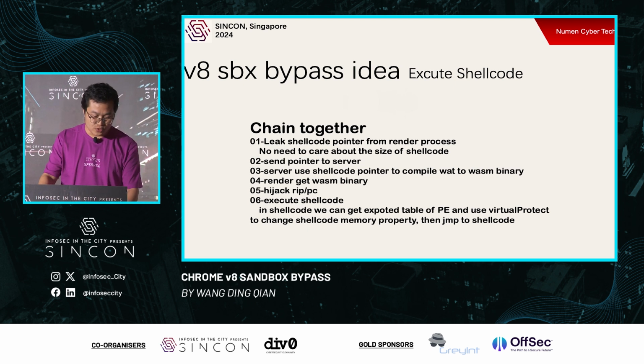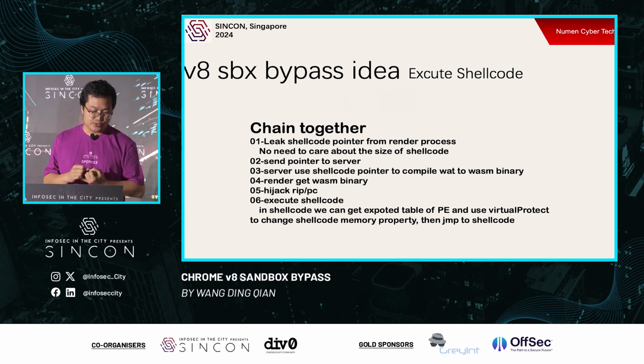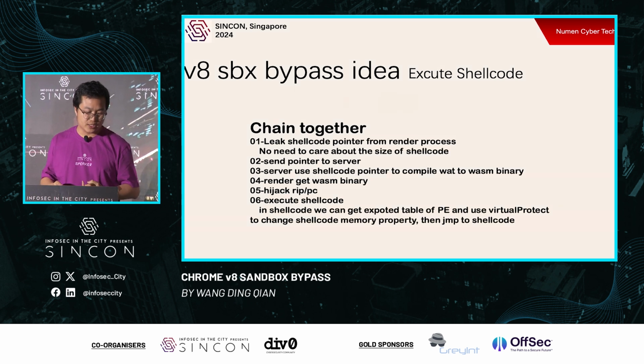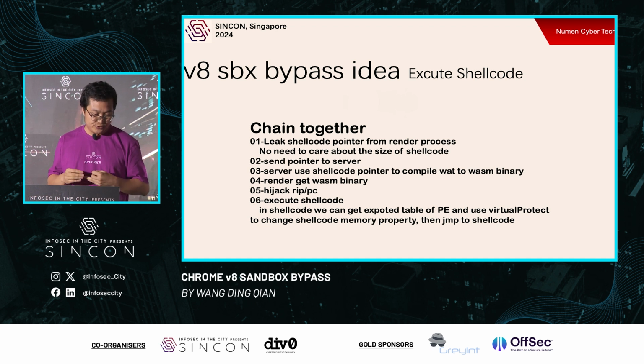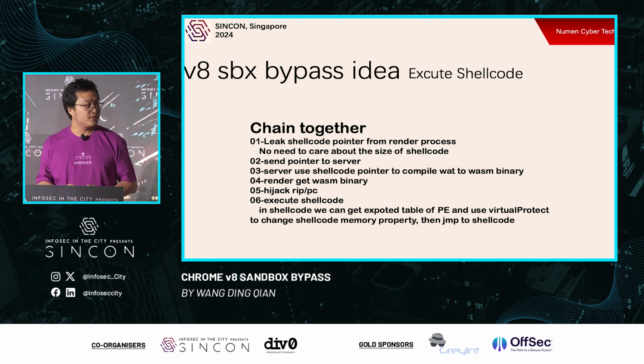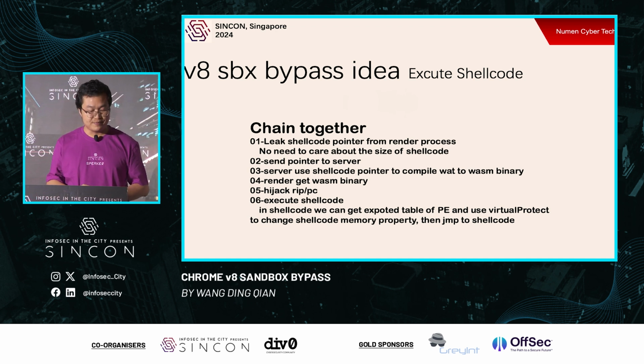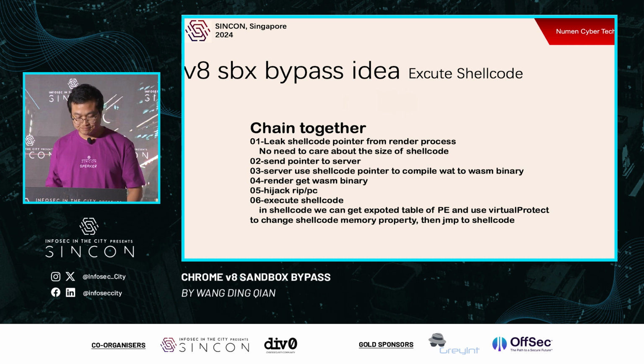We can see the whole chain. First, we leak the shellcode pointer from the render process. There is no need to care about the size of the shellcode. Second, we send the pointer to the server. And the server uses the shellcode pointer to compile the WAT code to a WASM binary. Then the render process gets the WASM binary. And we use JavaScript to hijack the RPC. And the sixth step is we execute the shellcode. So that's the whole process.